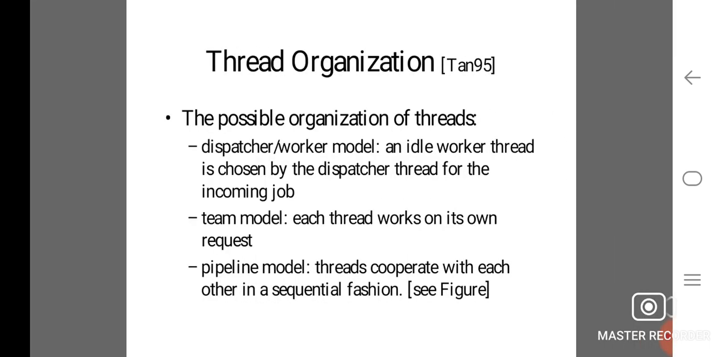Thread organization. The possible organizations of threads are: Dispatcher worker model, where an idle worker thread is chosen by the dispatcher thread for the incoming job. Team model, where each thread works on its own request. Pipeline model, where threads cooperate with each other in a sequential fashion.